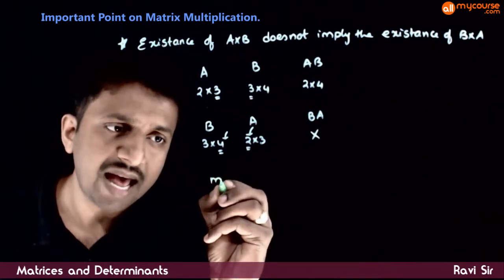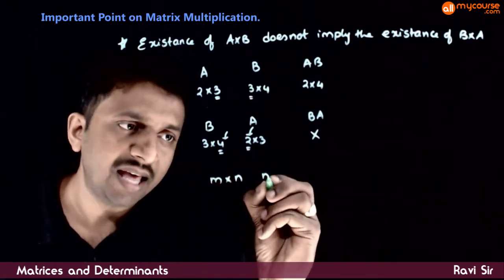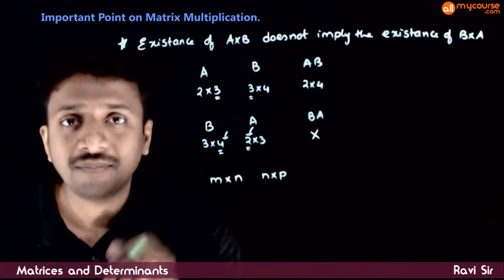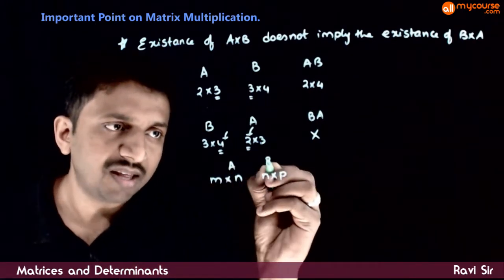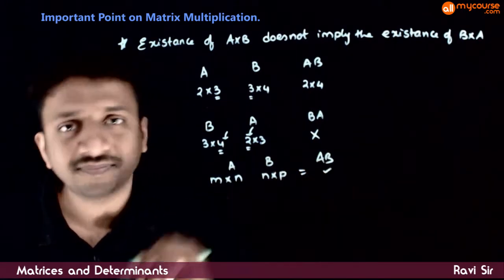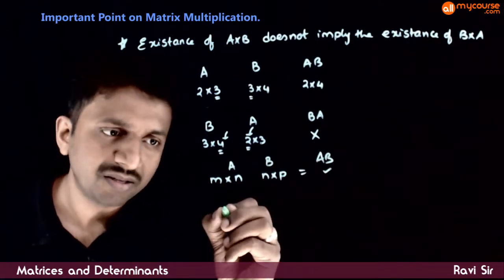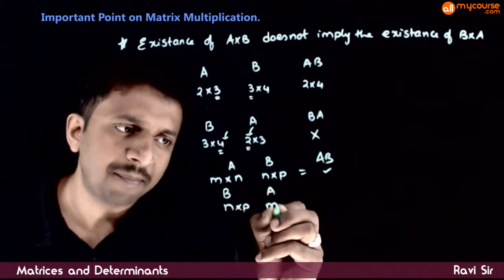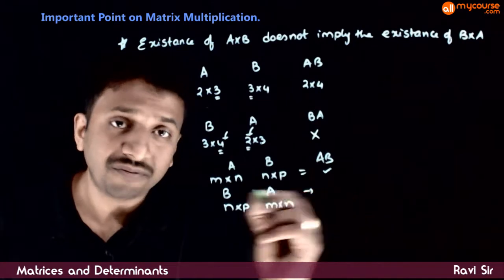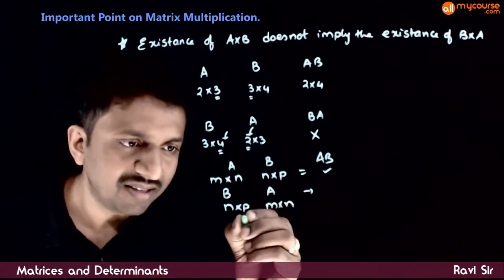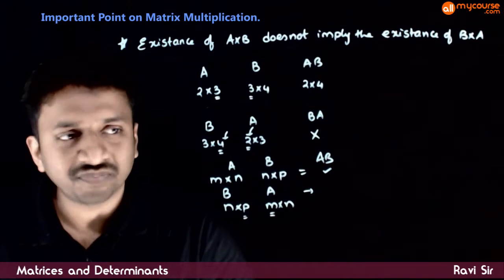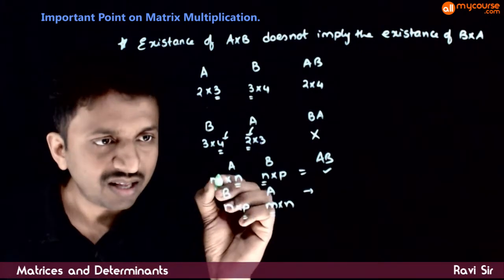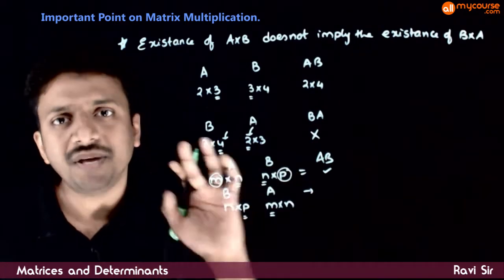So if we have an M by N and an N by P matrix, A into B exists. Now if you reverse the order, so you have B as N by P and A as M by N, if BA has to exist, then this P has to be equal to this N. So if this number and this number are equal, AB exists. If this number and this number are equal, BA exists.